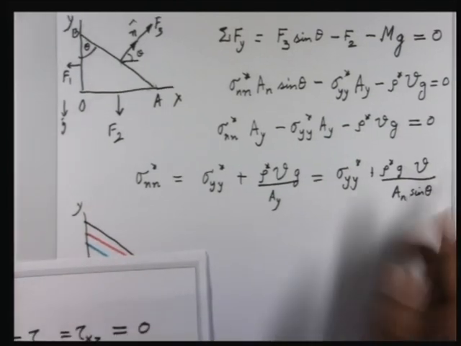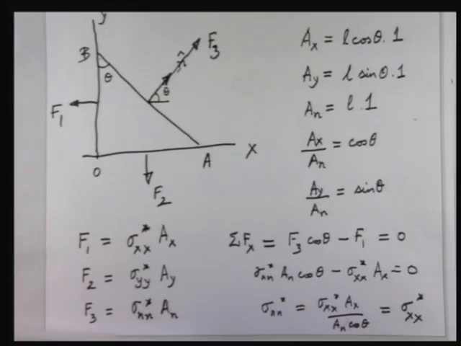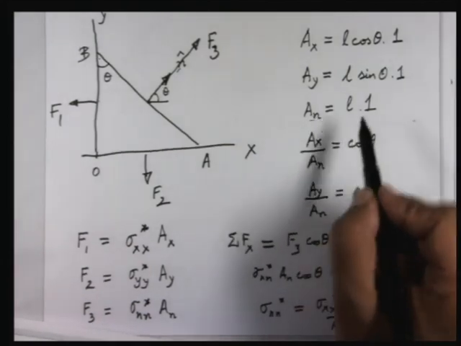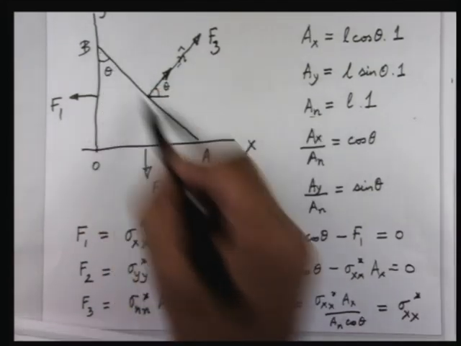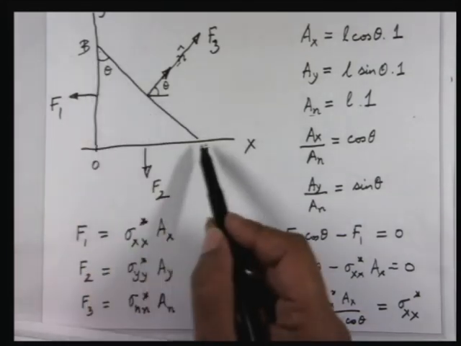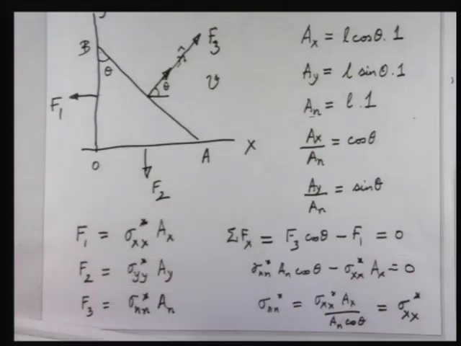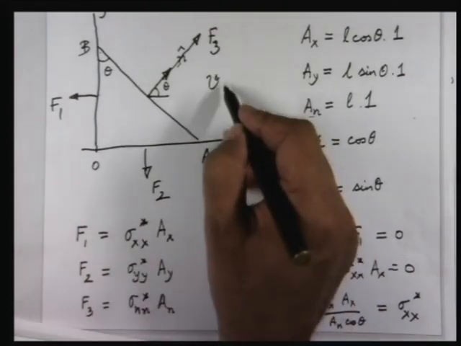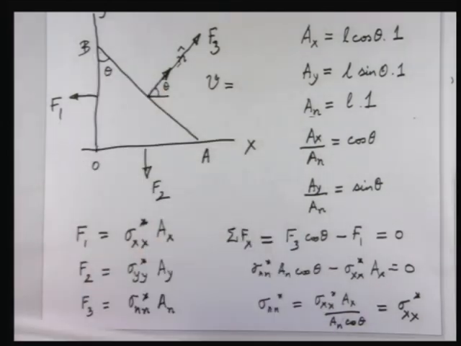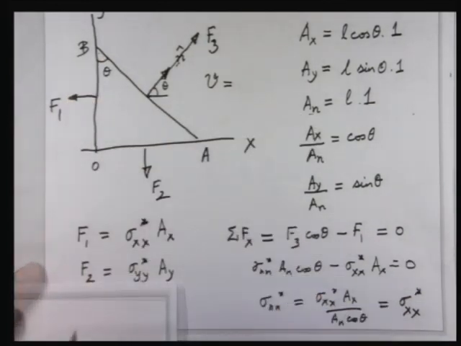Now if you have difficulty in following this, let us go back to this slide, and we have written AN as the length of this inclined surface, here this line AB into 1. Now you tell me what is the volume V of the fluid here. This is going to be the area of this triangle OAB into 1. Okay. Now what is the area of the triangle OAB?